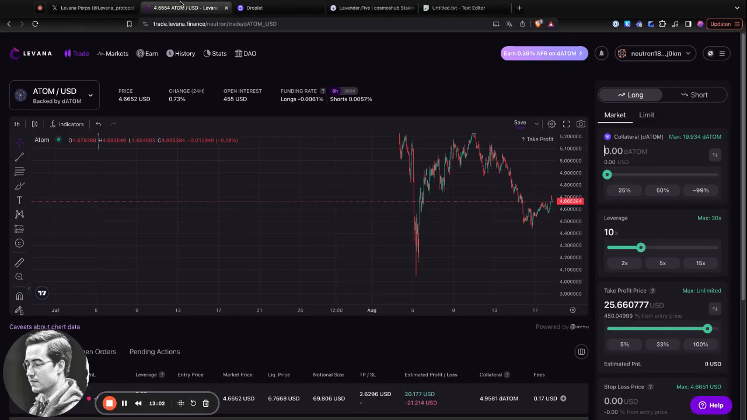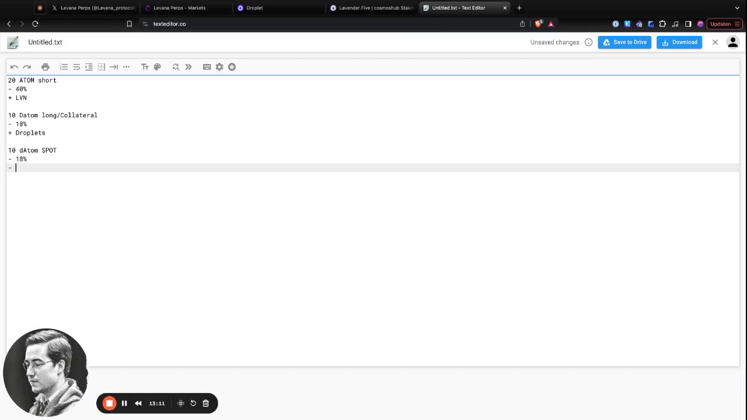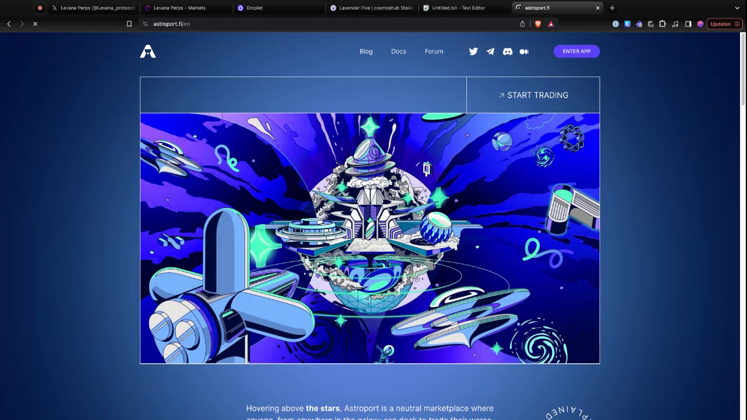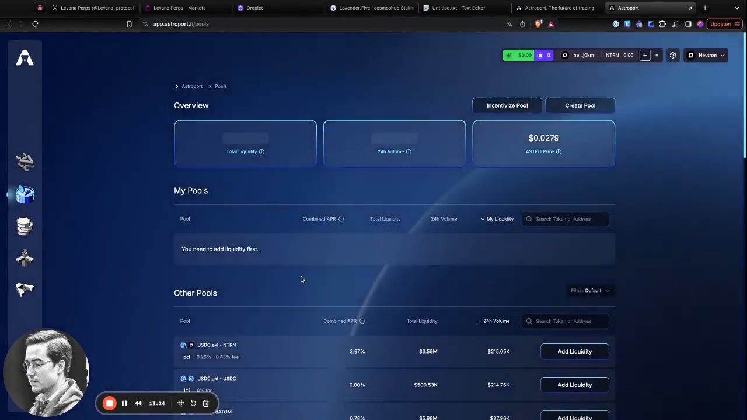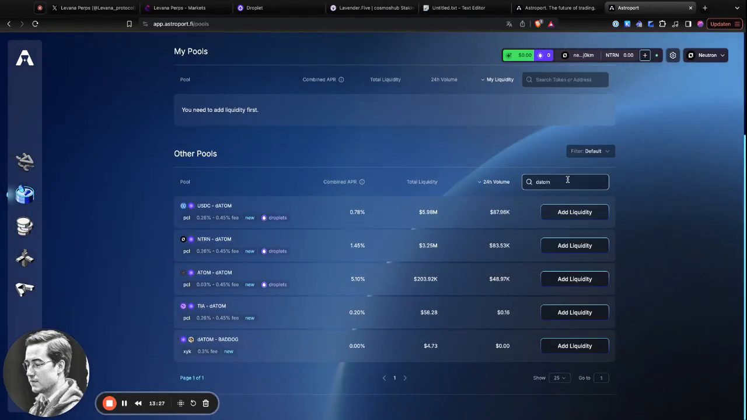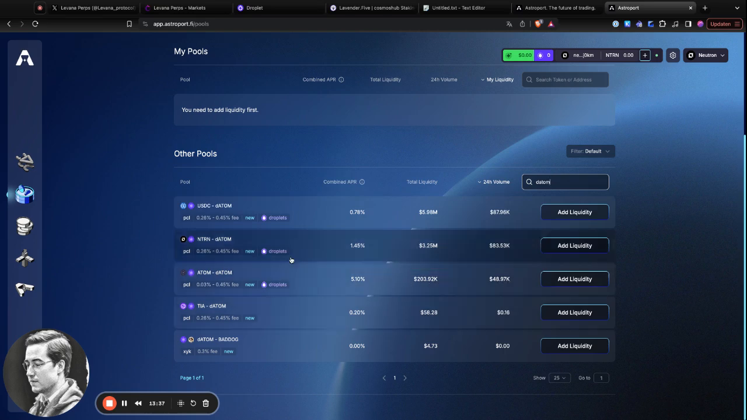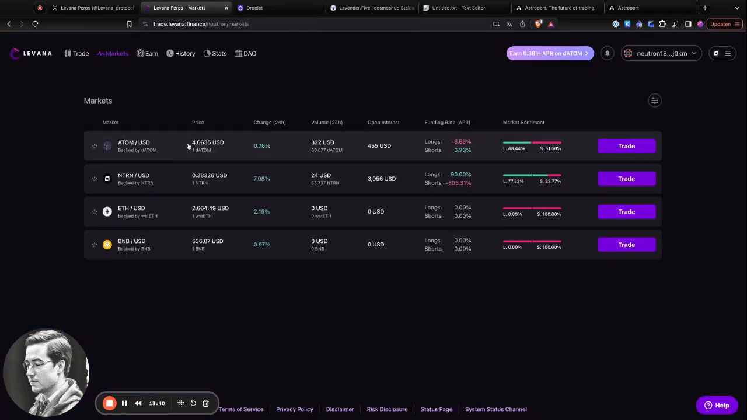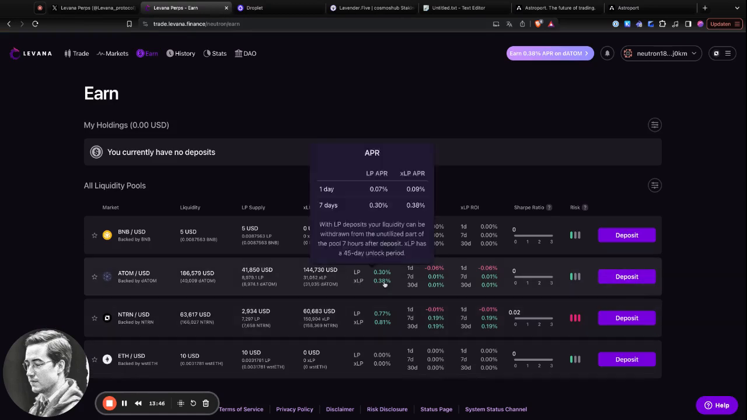And now I'm going to do something else with this other ATOM. Instead of just holding it as ATOM spot and getting 18%, you can go to Astroport and use it in the Astroport Neutron site to get some extra APR. So you can go to the pools here, search for dATOM, and on this specific pool, you're earning an APR and you're getting droplets as well, right? It says droplets. You can also go to the markets and to the earn side of Levana and go to dATOM and here deposit. This also earns you droplets.